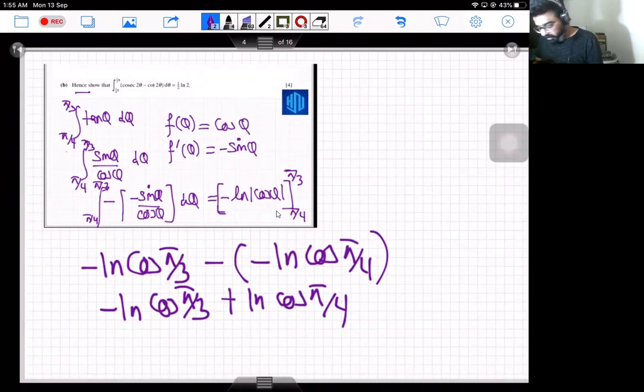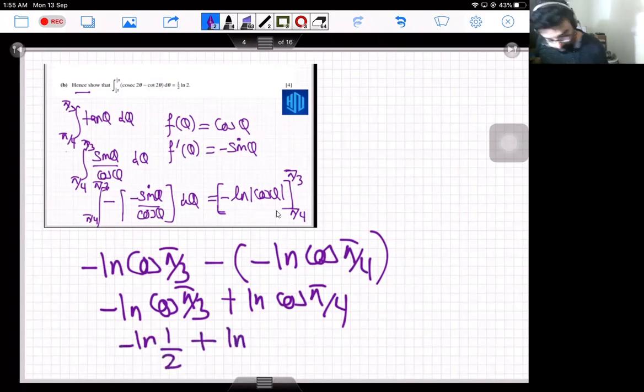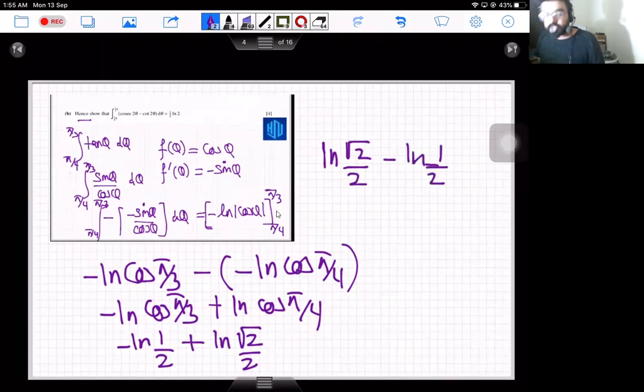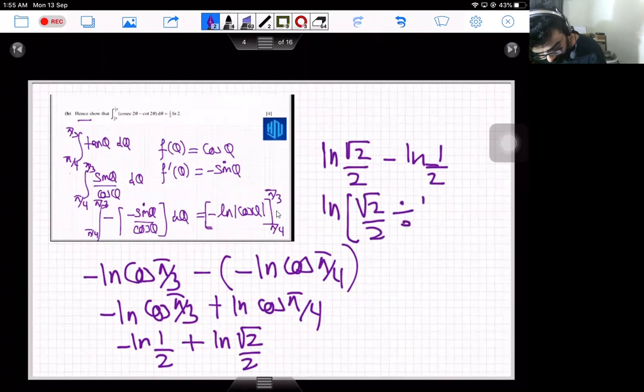So cos pi over 3 is basically half. So this is minus ln 1 over 2 plus ln, what is the exact value of cos pi over 4? Under root 2 over 2. All right. So this is ln under root 2 over 2 minus ln half. Now you can actually use the quotient rule of logarithms. So ln and the term would be under root 2 over 2 divided by half. So what is under root 2 over 2 divided by half? This is under root 2. So ln under root 2 is achieved so far.